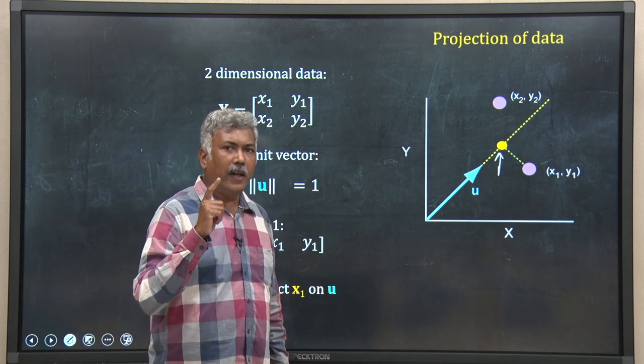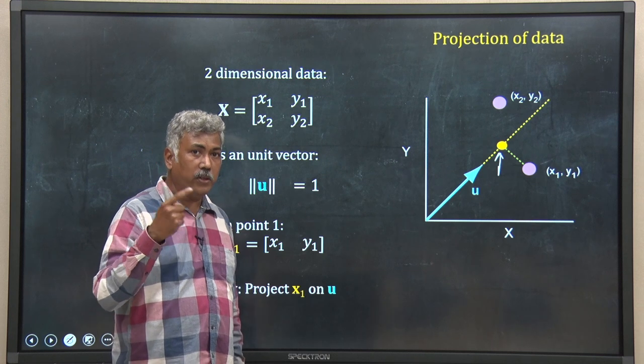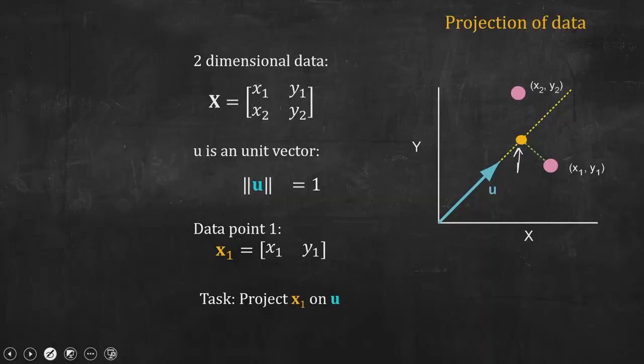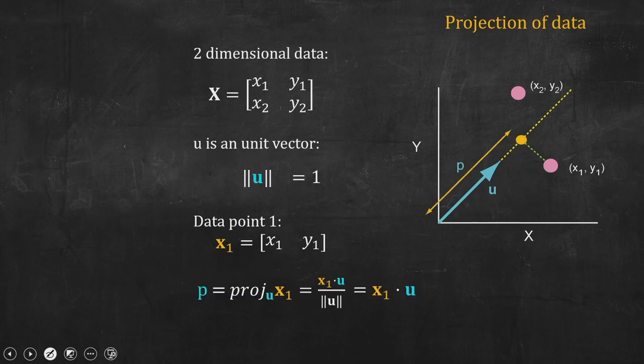I hope you remember our lecture where we discussed vectors and also discussed projection of a vector onto another vector. So, I can represent this first data point, this pink dot, as a vector. That vector is X1. Its components are X1 and Y1. So, I want to project this X1 vector on this U. And how can I do that? I know the formula. The projection of X1 on U will be given by the dot product between these two vectors, X1 and U, divided by the magnitude of U.